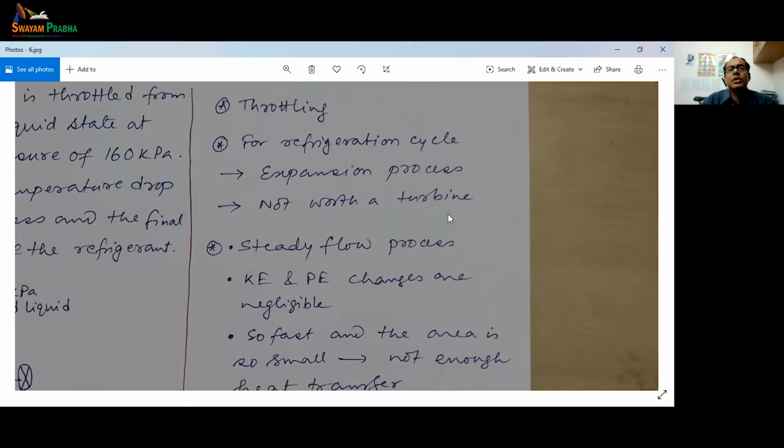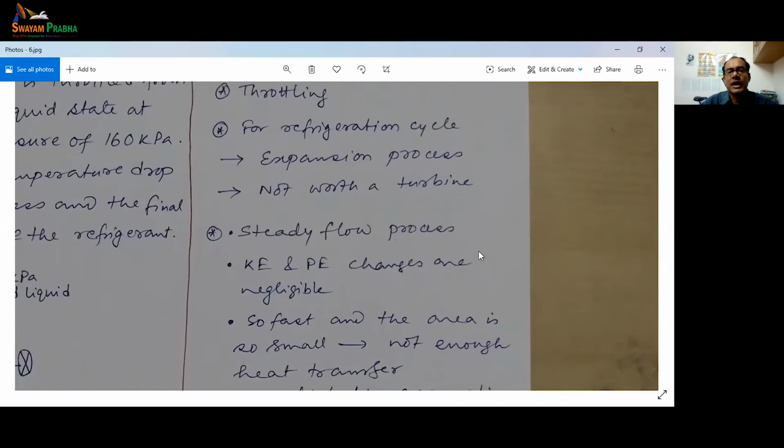And this expansion process, the most common one, is through a turbine. Okay, when pressure comes down and you get some work out of it, we call it a turbine, right? But often in a refrigeration cycle, the work that you get out of an expansion process by installing a turbine is so minuscule that the cost of the turbine does not match that minuscule amount of work you get. So better we get rid of that work by simple throttling.